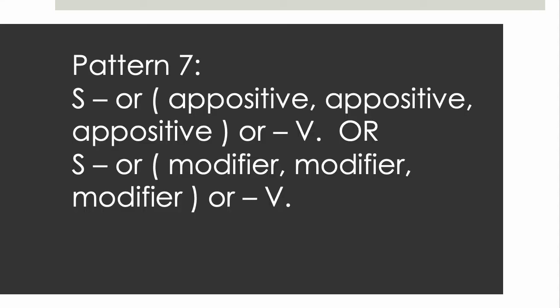You get the subject, and then you have either a dash or a parentheses, the three appositives, but you have to close it out with either a dash or parentheses on the other side. The other thing about pattern 7 is that instead of using appositives, you could use modifiers. So instead of having nouns that are renaming the subject, you actually have adjectives that are modifying that subject.